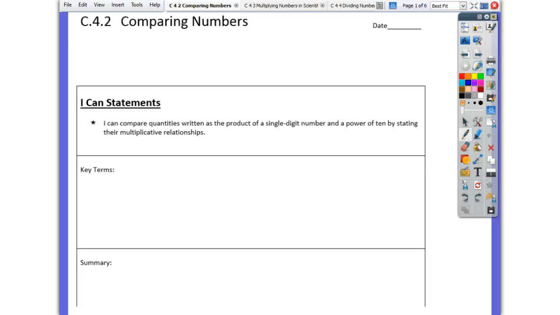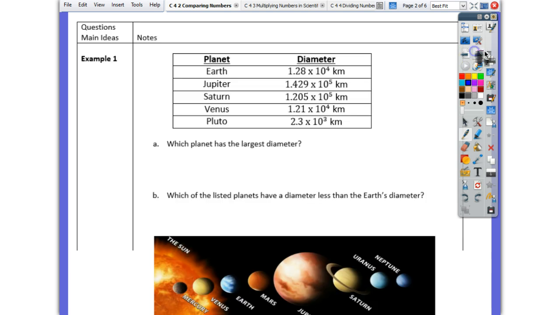Okay, this lesson is 4.2, comparing numbers, continuing on with the scientific notation. Your I can statements: you'll be able to say, I can compare quantities written as the product of a single digit number and a power of 10 by stating their multiplicative relationships. All right.